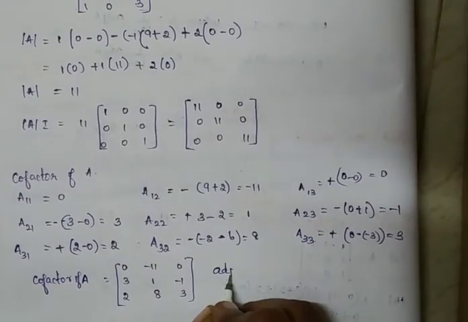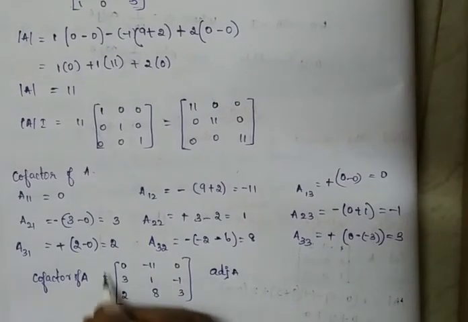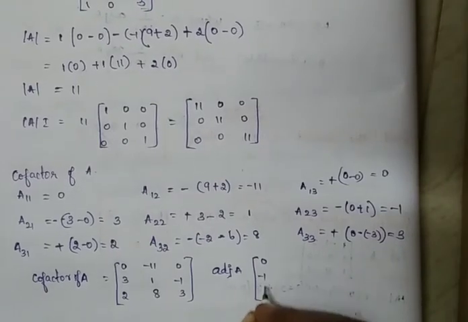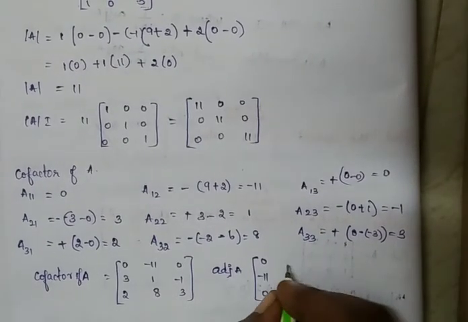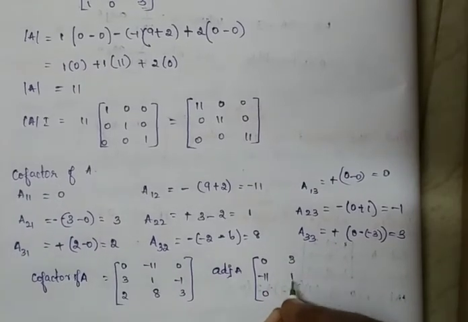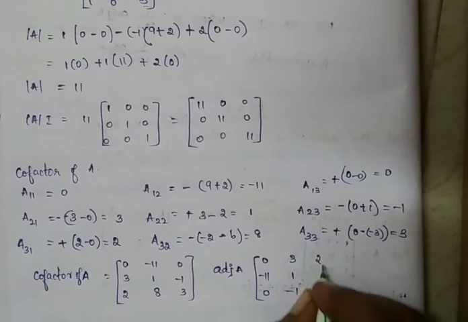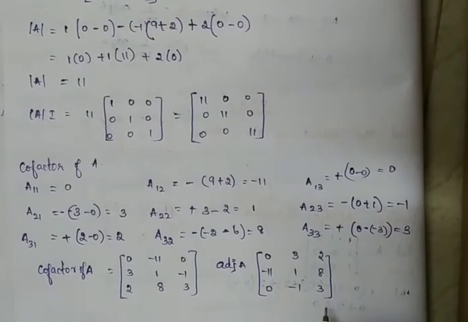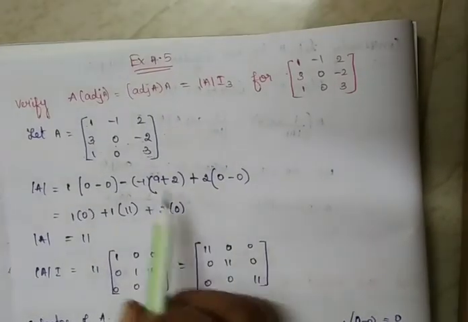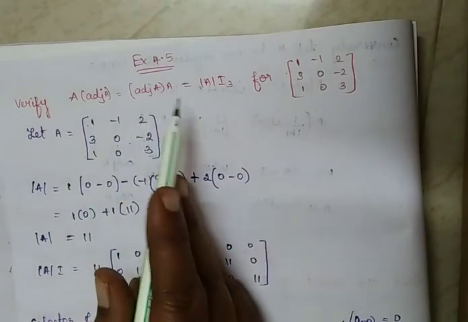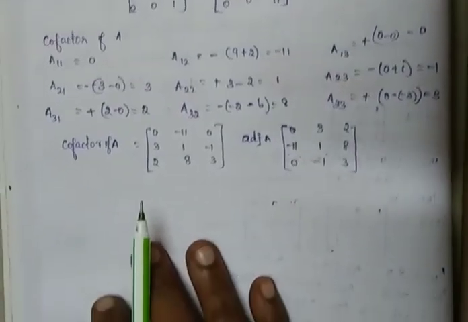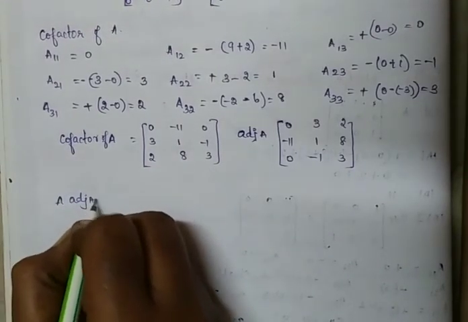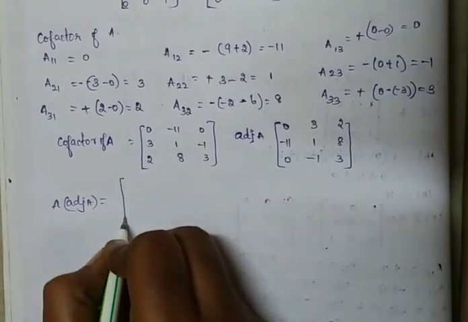Now let us write the adjoint A, that is the transpose of this matrix. The transpose of this is 0 minus 11 0, next is 3 1 minus 1, next is 2 8 3. This is the adjoint matrix. Now we have found the adjoint matrix. Now our aim is to multiply A into adjoint A and adjoint A into A. So now let us multiply A into adjoint A.